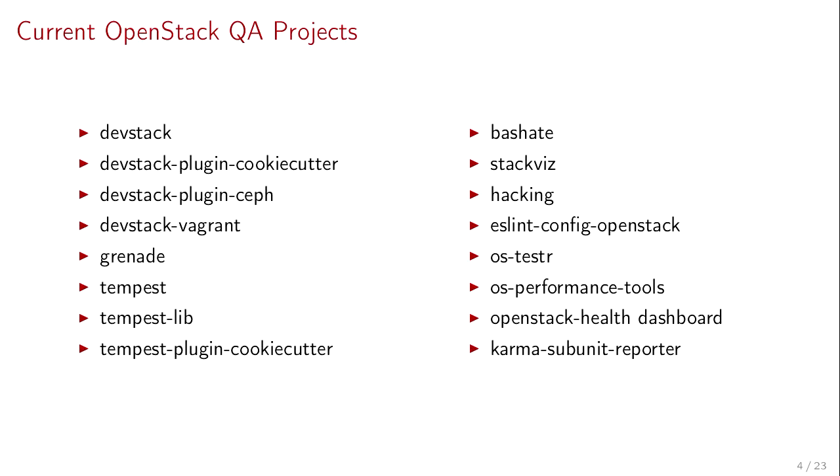There's also JavaScript style rule checking, just to ensure that code style is consistent between projects. That also falls under the mission of OpenStack QA. And then there are some other tools there. OS Tester is a test runner. OS Performance Tools does some performance metric gathering. And then there are some dashboard tools and other tools to visualize test results to make it easier to analyze all of this testing we're doing in the open.